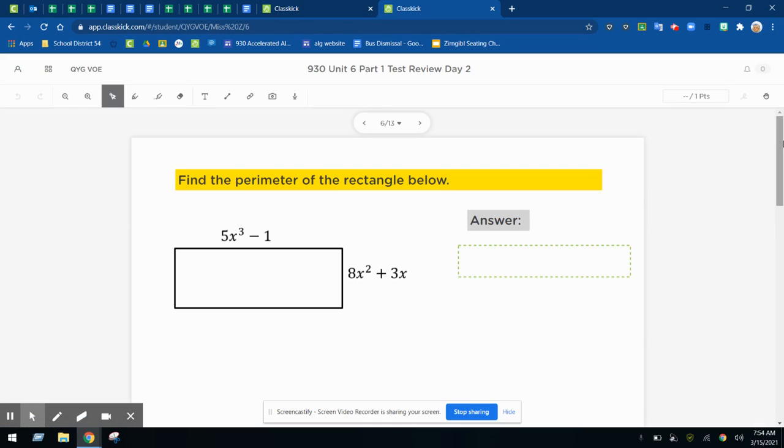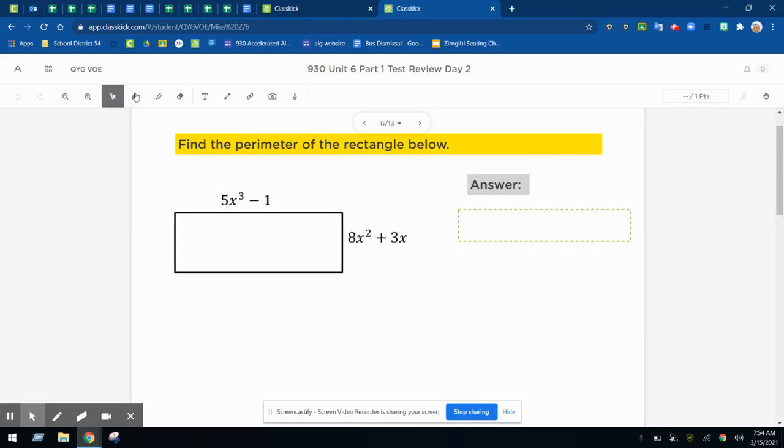All right, to find the perimeter of the rectangle below, I could add up all the sides, or I could write an equation that multiplies each side by 2 and add them. So I'm going to do that first. 2 times 5x cubed minus 1, plus 2 times 8x squared plus 3x.